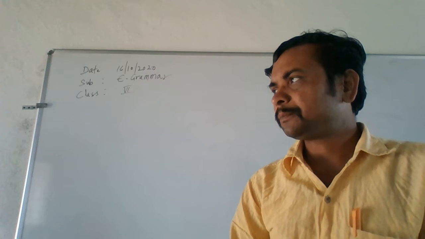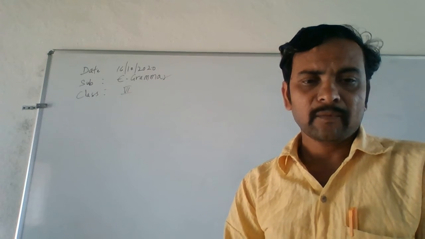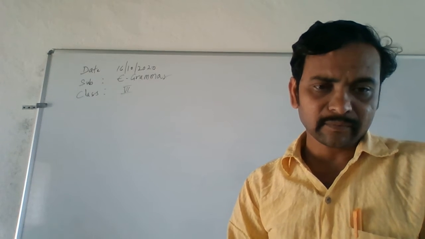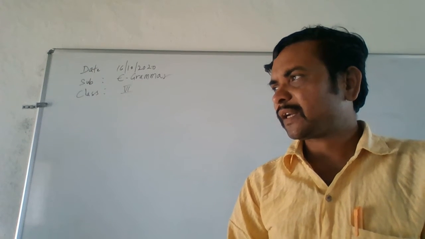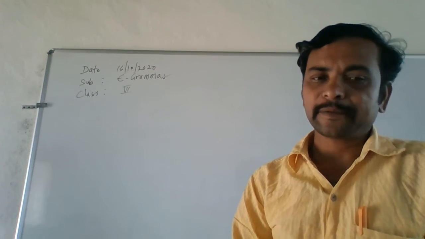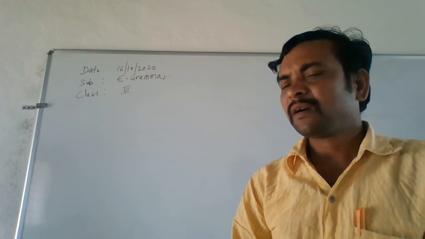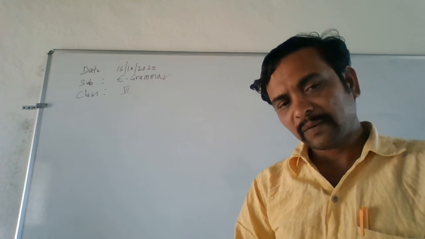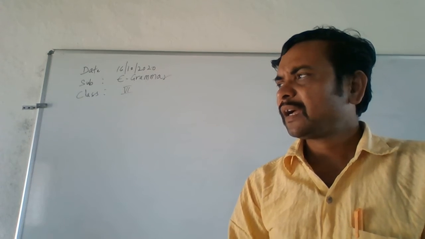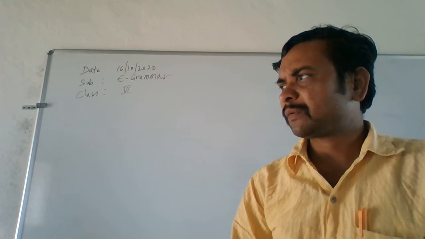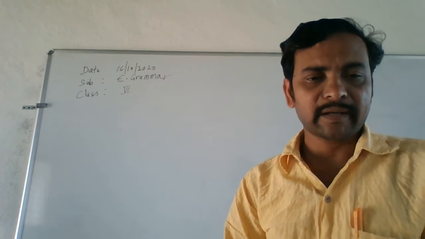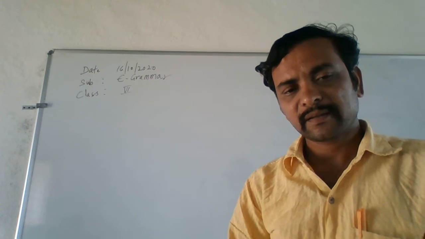Then verb. Verb is an action word. Regular and irregular verbs you also learned in the previous class. Then adverb means it describes a verb or another adverb or another adjective. Most of the adverbs, I told you already, end with ly, like happily, quickly.